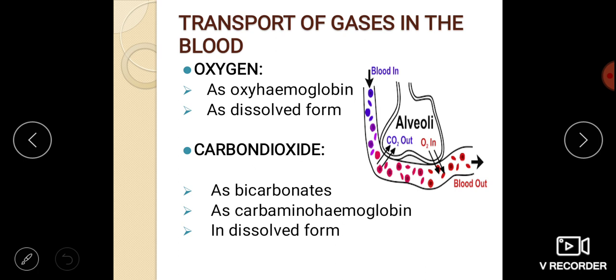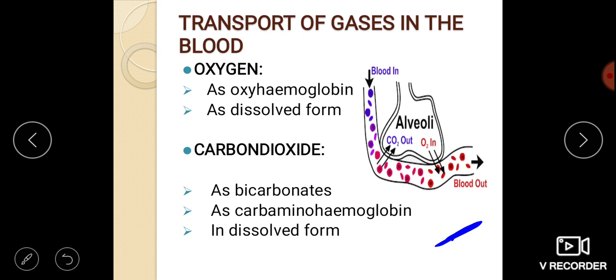Next topic is the transport of gases in the blood. How the gases are being transported? You can see in this diagram, the alveoli has been shown. Now what is happening here? From the alveoli, the oxygen is moving into the blood, and carbon dioxide is moving from the blood capillaries into the alveoli. So there are two gases, mainly the oxygen as well as the carbon dioxide.